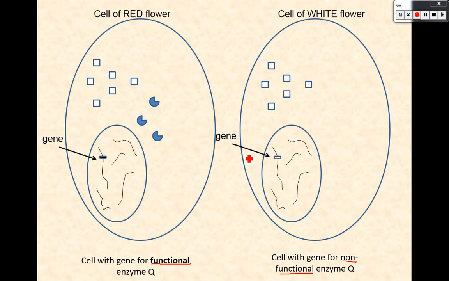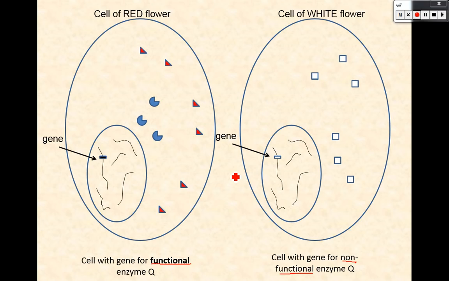And so a cell could have two functional copies, or two non-functional copies, or one functional and one non-functional. We're not going to worry about that now, but I just want you to know that this is a simplified version. So then in the cells of the red flower, all of this white pigment molecule gets turned into red pigment molecule. And again, I specifically had 6 pigment molecules with 3 enzymes, because remember, enzymes can be reused. Whereas the cells in the white flower, they don't have any enzyme.